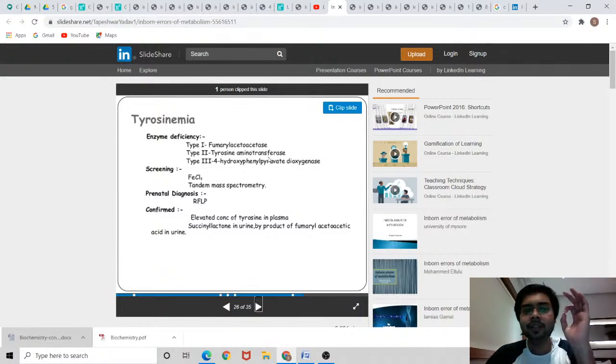Okay, so type 2 is tyrosine aminotransferase. I want you to not mistake it if they ask you. Type 3 is 4-hydroxyphenylpyruvate dioxygenase. Type 1 is due to fumarylacetoacetate hydrolase deficiency.